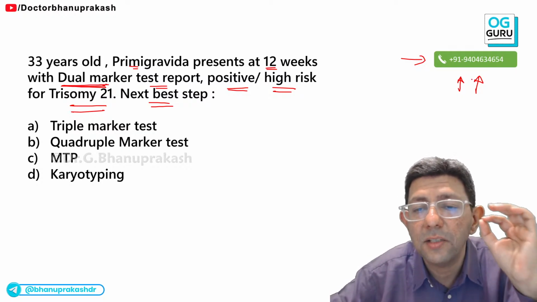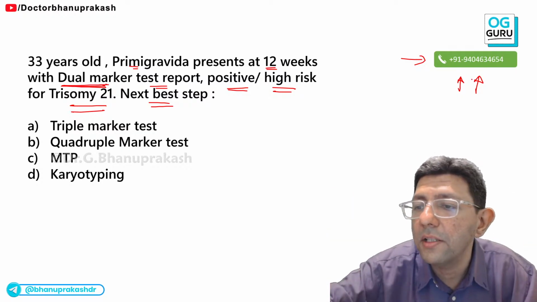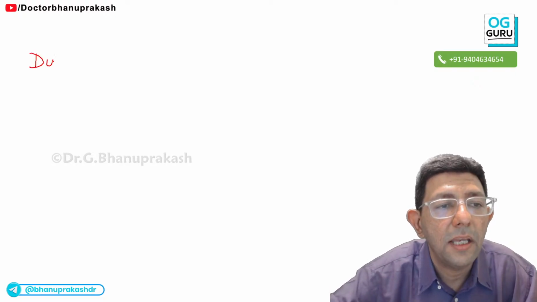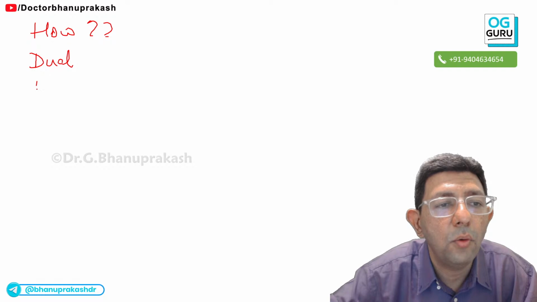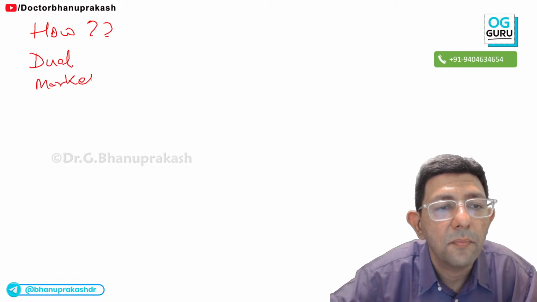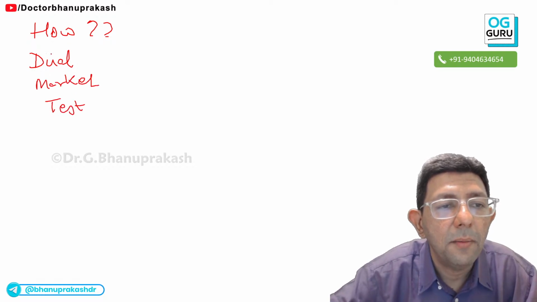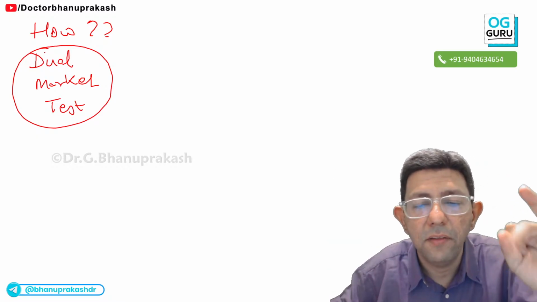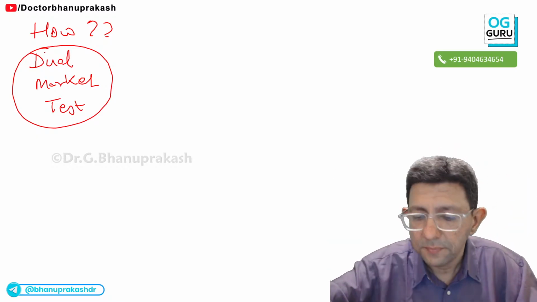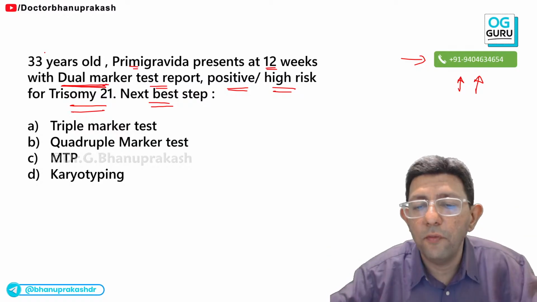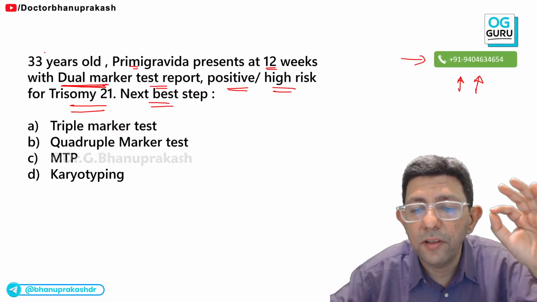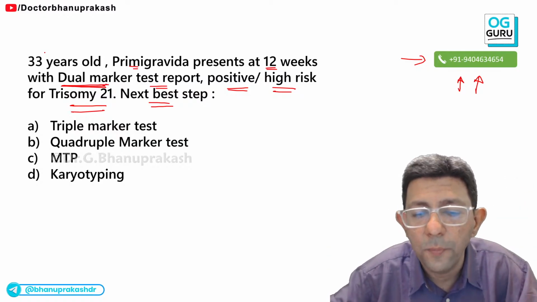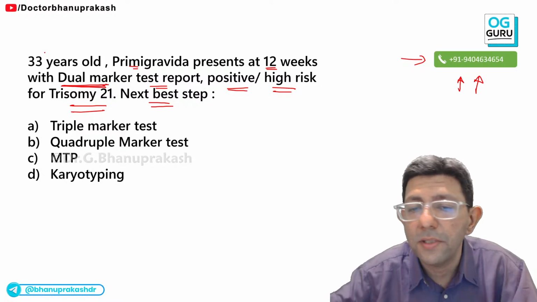Now, please understand this quickly. Anybody? What is the dual marker test, and when is the dual marker test done? And how is the dual marker test done? Amniocentesis, CVS, how is it done? And what is the component of the dual marker test? With one MCQ, I'm teaching you 5 more MCQs.